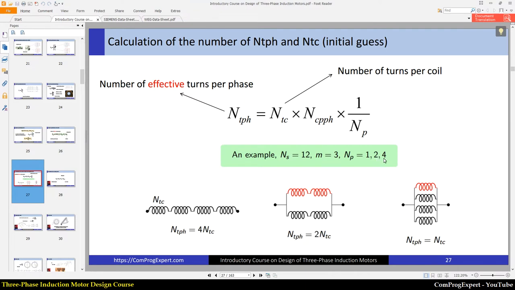And when the number of parallel paths is equal to 4, we have this case, as you can see here, and the number of effective turns per phase is equal to the number of turns per coil. Right, so in general you can write this equation to be able to calculate the number of effective turns per phase versus the number of turns in each coil.